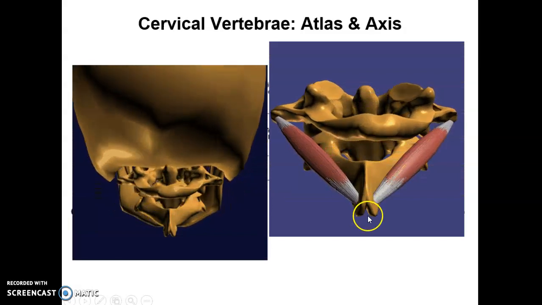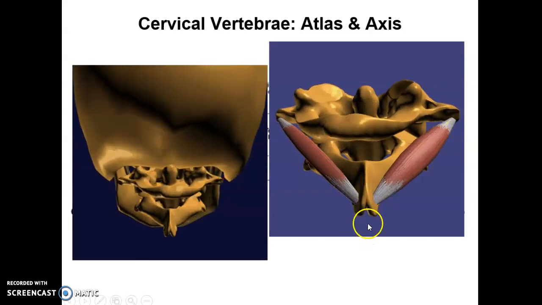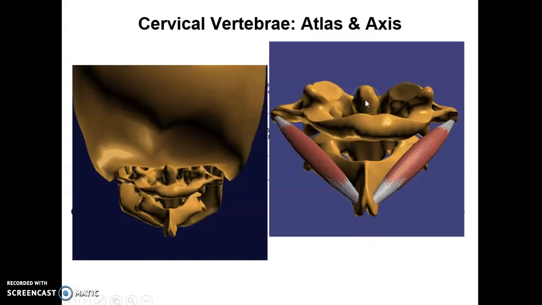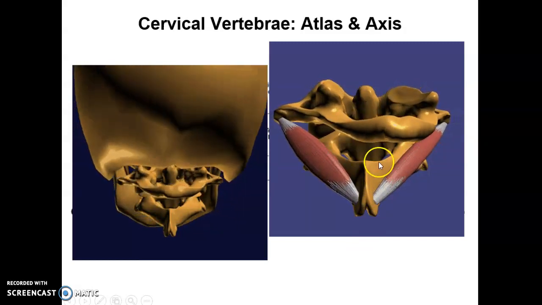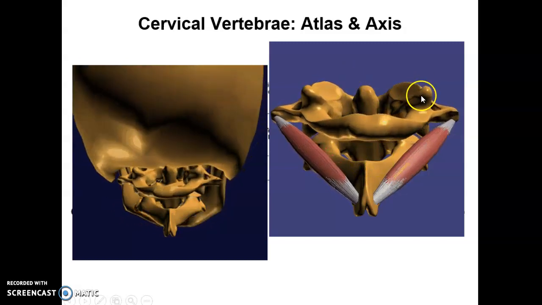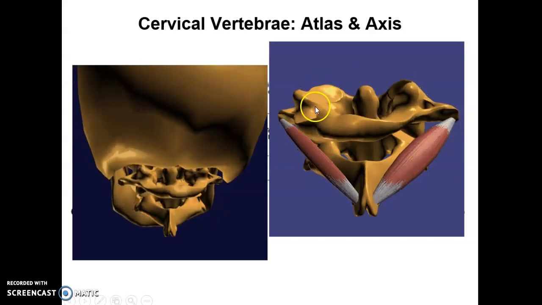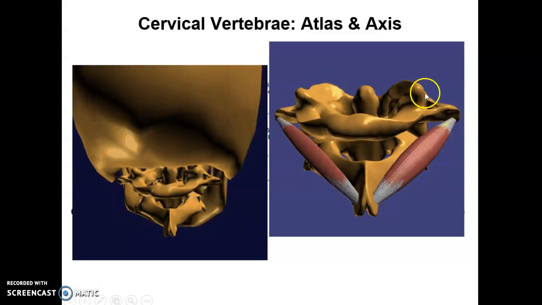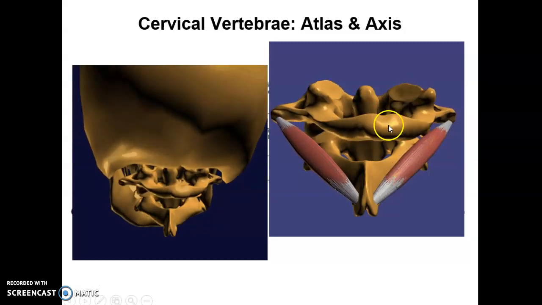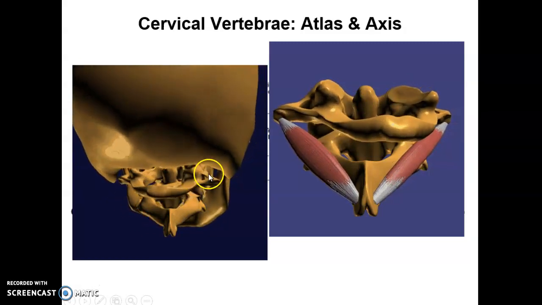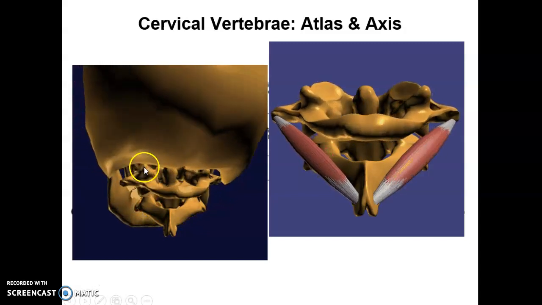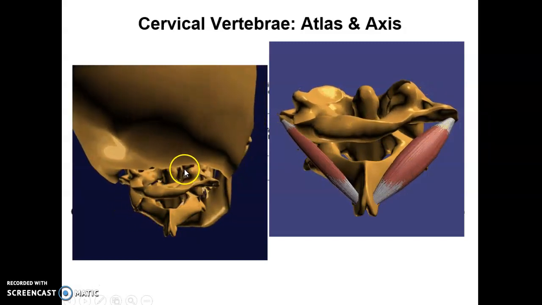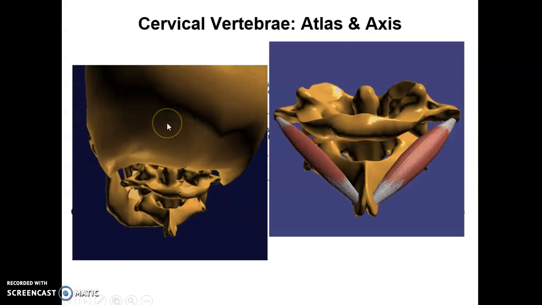Posterior view, both of these are posterior views. Here's the spinous process of C2. There's C1 pivoting around the dens of C2. You can see here the superior articulating processes and their facets on C1. The atlas articulates with the occipital condyles there on the occipital bone.